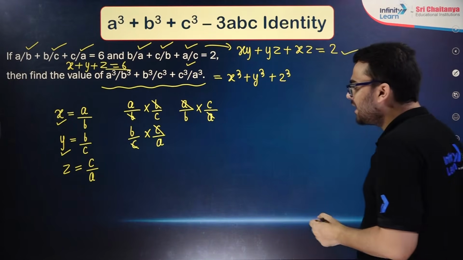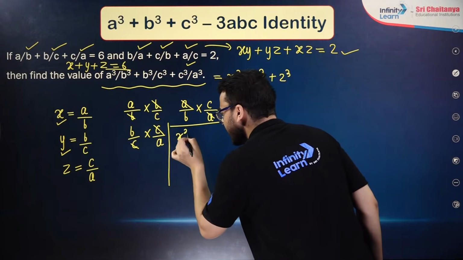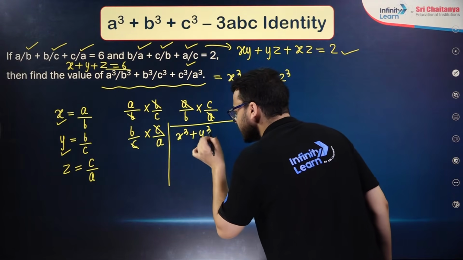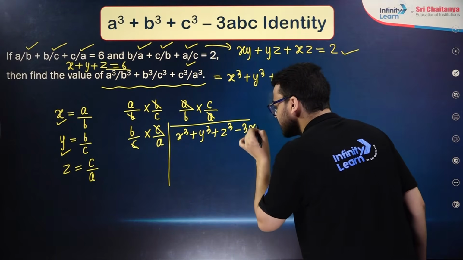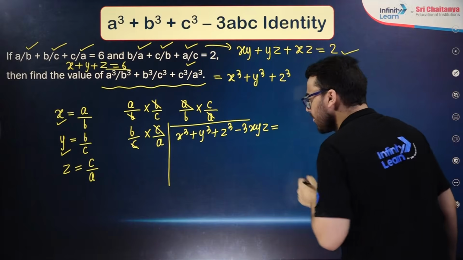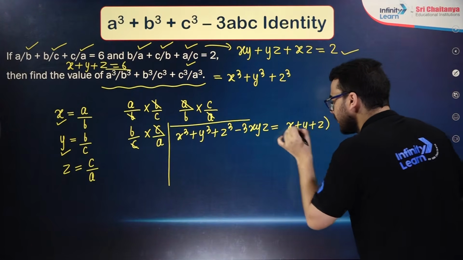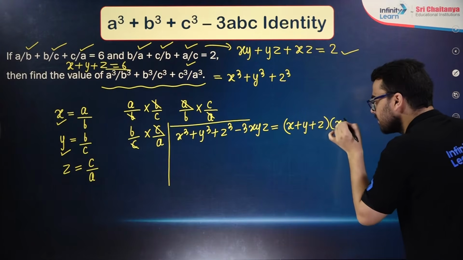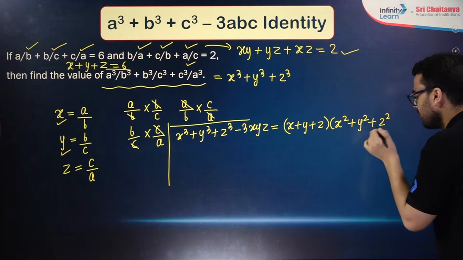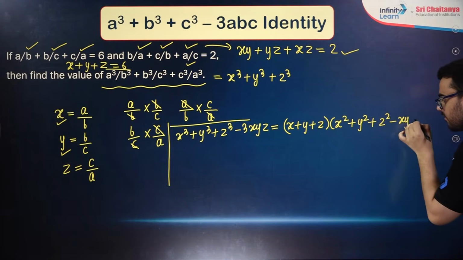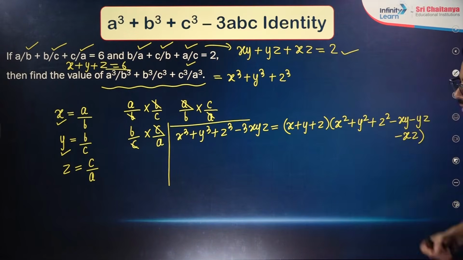Now you know this identity, right? You know this identity, that x cube plus y cube plus z cube, right now we have seen in this class, minus 3xyz. What is that equal to? It is nothing but x plus y plus z into x square plus y square plus z square minus xy minus yz minus xz. Correct? We know this thing.